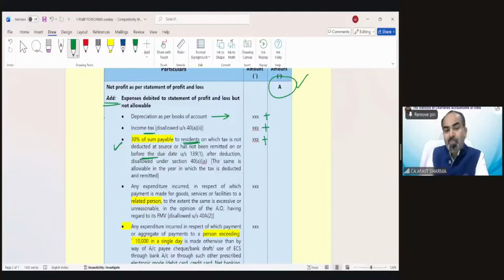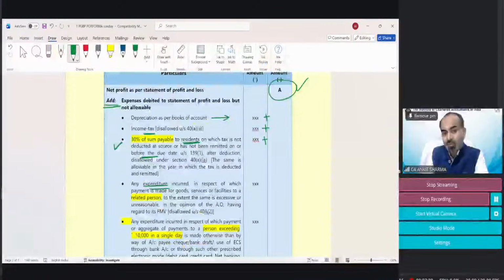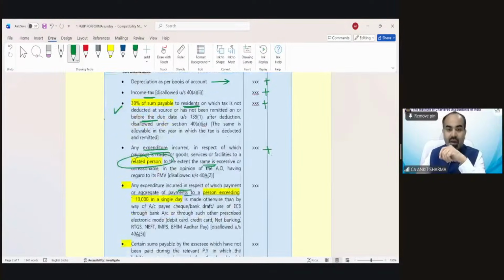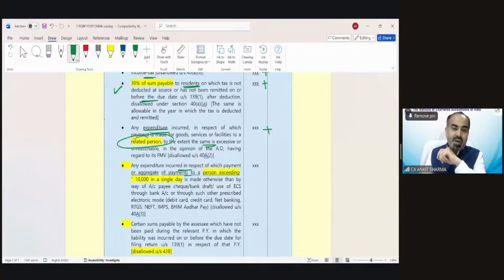Then if you paid any expenditure incurred in excess of market value and the payment has been made to a related person, the excess amount needs to be added back. If any expenditure or payment to a person in a single day in cash, etc., is exceeding 10,000, the whole amount is going to be added back.